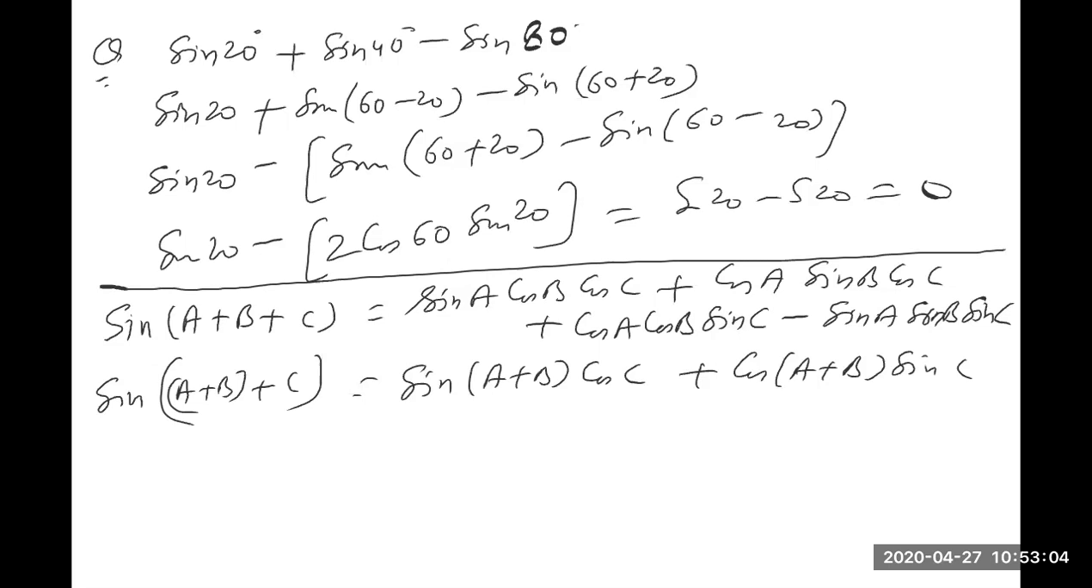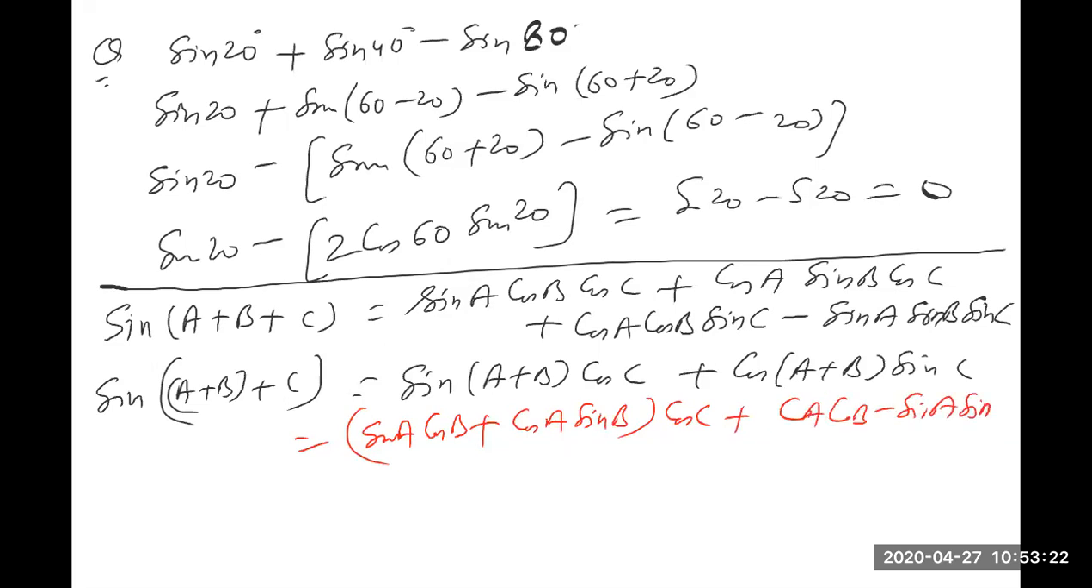So this again expand, again apply the formula. Sin A cos B plus cos A sin B, multiplied by cos C, plus cos A cos B minus sin A sin B, into sin C. You must remember these formulas. If you simplify, you will get sin A cos B cos C.